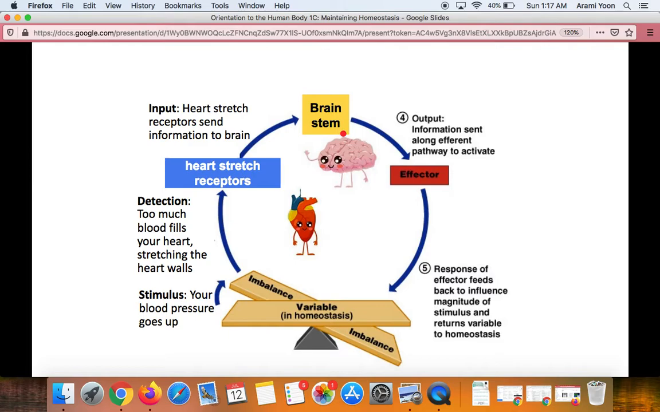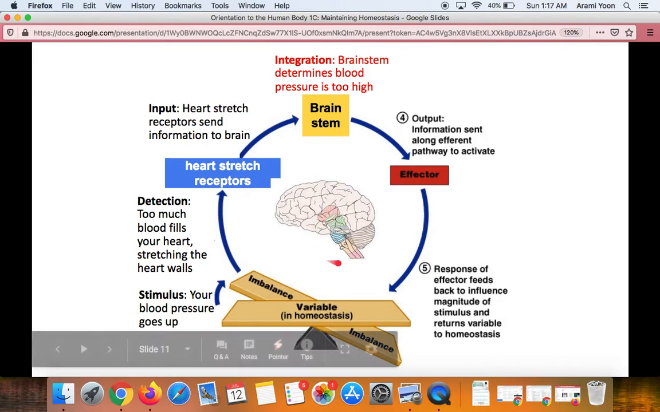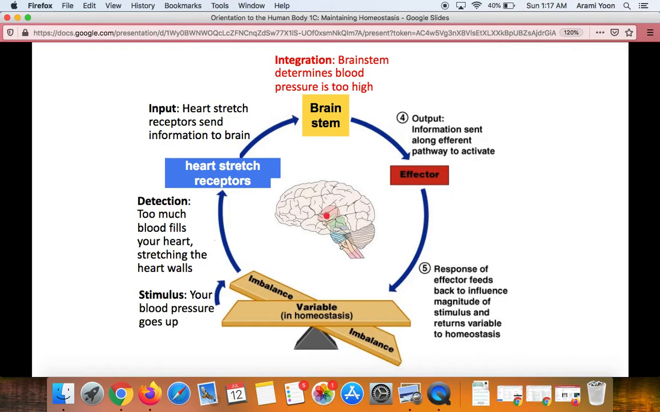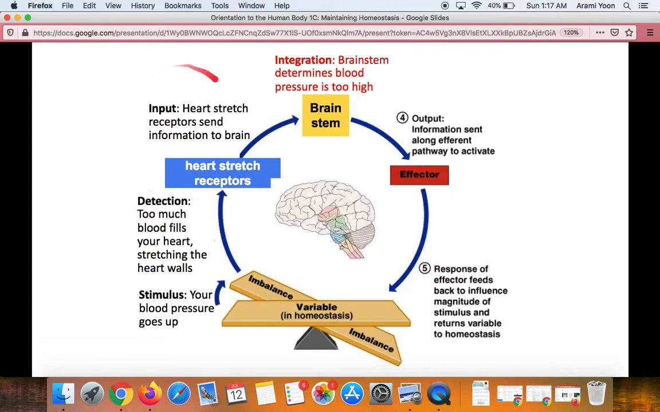And your brainstem's job is to integrate the information, meaning your brain, or in this case your brainstem, has to determine what's the problem and what needs to be done to correct the problem. So in this case, your brainstem, which is the colored portion shown here deep in the interior of the brain and coming out from the base of the brain, is determining that your blood pressure is too high. It got the input from the heart stretch receptors, and it's integrated the information, and it's realized your blood pressure is too high. And so now your brainstem has to produce an output.